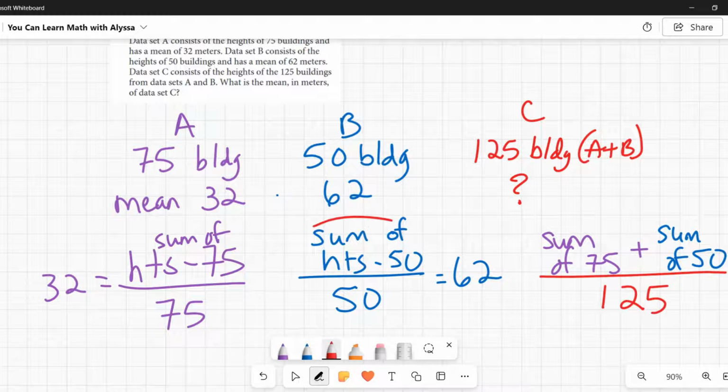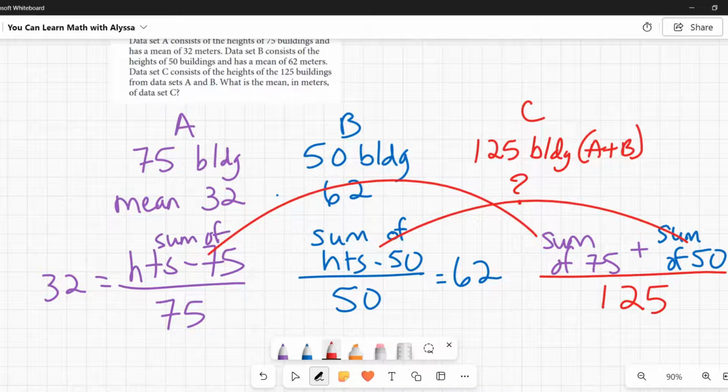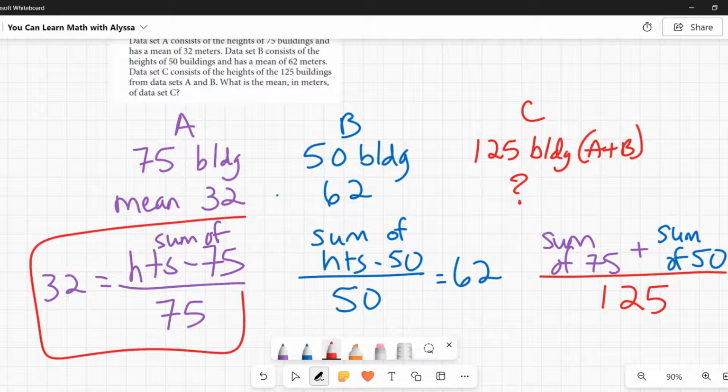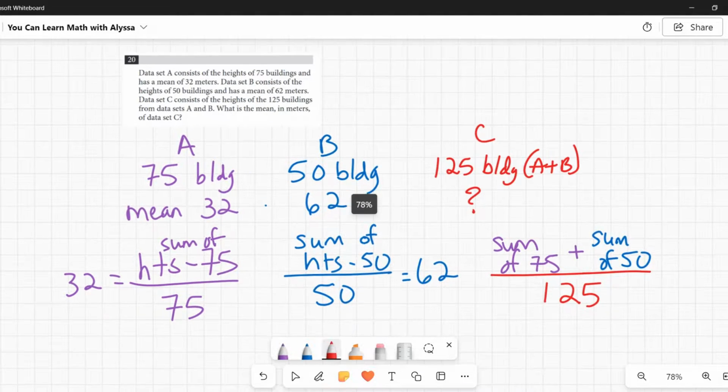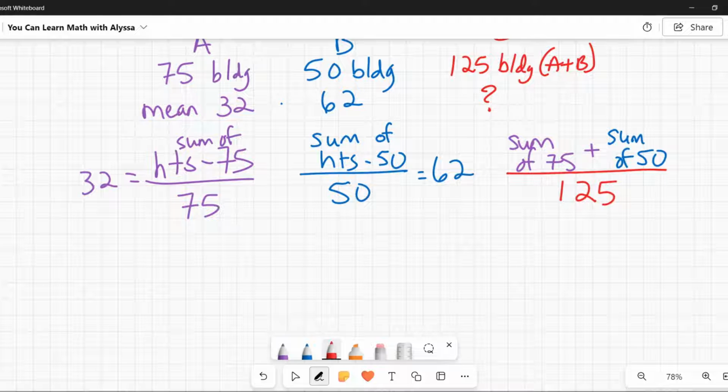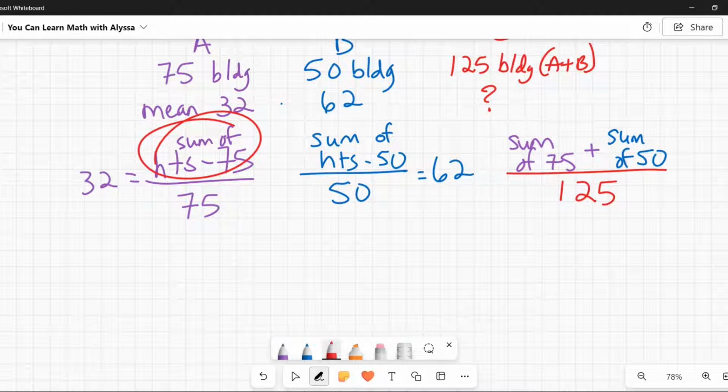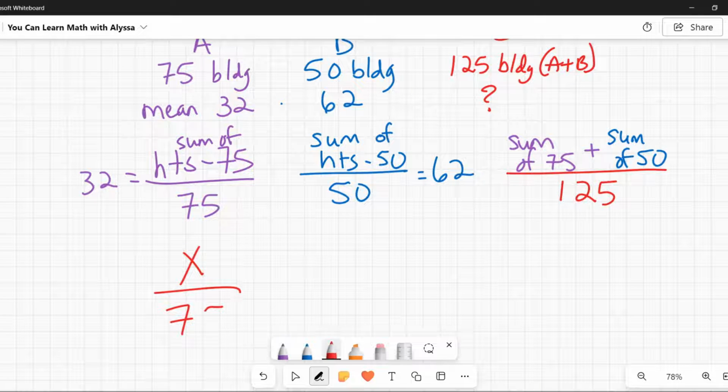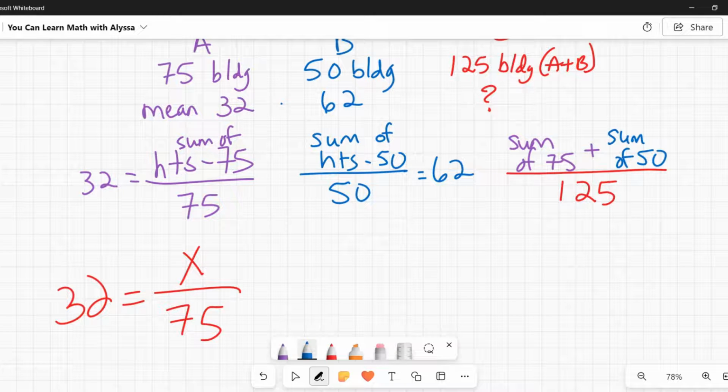How do I solve for these two so then I can put them in there? Well, let's look at each equation individually. Here we have the sum of the heights of the 75 buildings. That sum was divided by 75 and got 32. We could view this as a little variable all of its own that we're solving for. If we had a variable divided by 75 and we got 32, how would we solve for x? We would say, well, x is being divided by 75. I need to multiply by 75 to undo that.